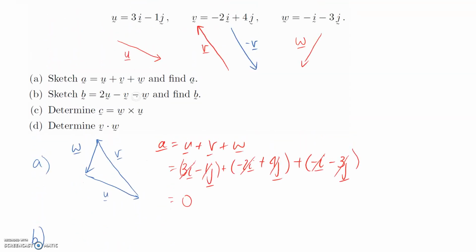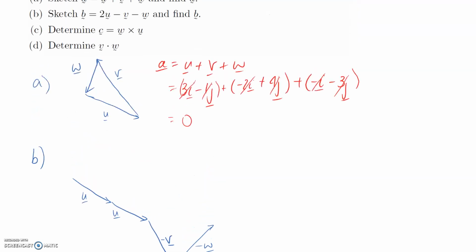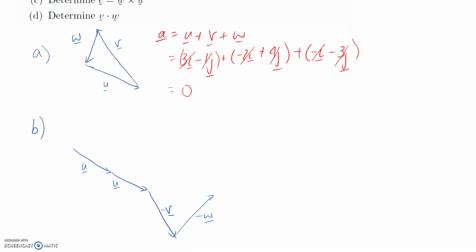Alright, and then finally we have minus w. So again, we can just flip this over. So minus w is the same length vector, just opposite direction. So let's pop that on. Alright, so this time it doesn't look like we've joined up at all back to the beginning. So we're definitely going to have a non-zero answer for this vector B. So that's like the resultant. So again, we start from the very beginning of our chain and we join it up to the end. So that is B.